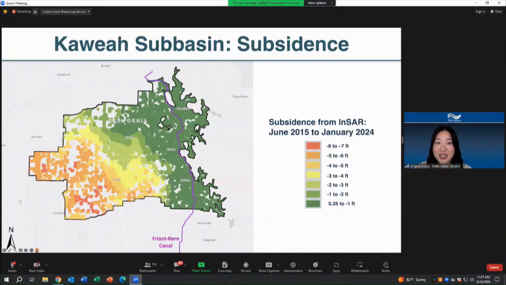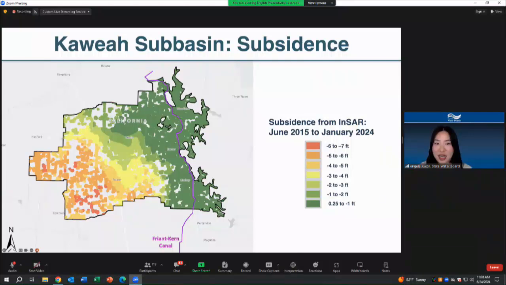This map displays InSAR data, or satellite data, that the Department of Water Resources compiled for the time period of June 2015 to January 2024. The green color represents up to 1 foot of drop in land surface elevation, while the red color represents 6 to 7 feet of subsidence.